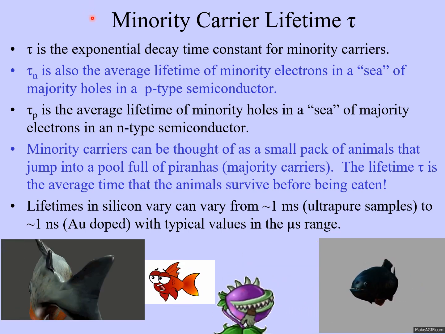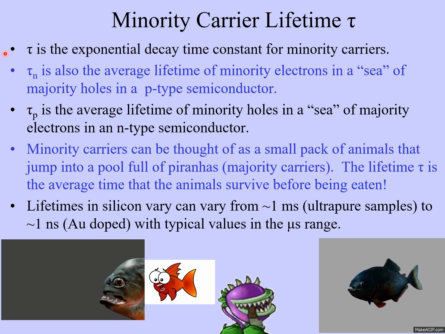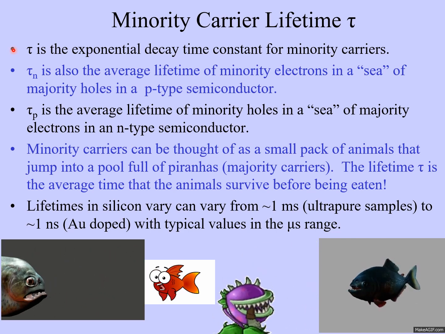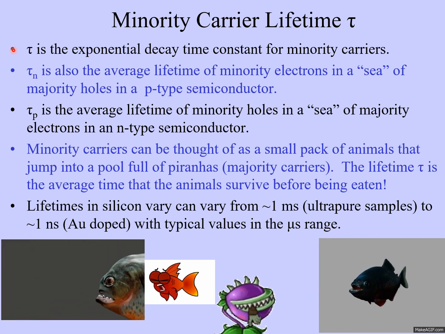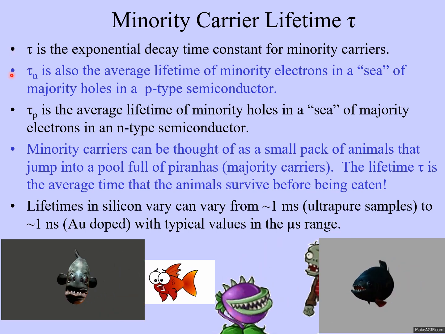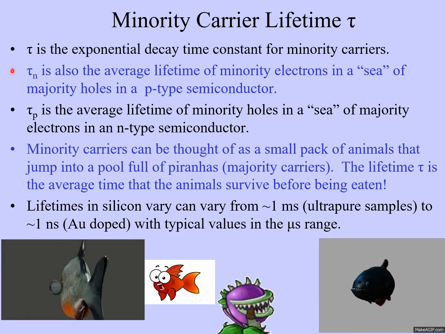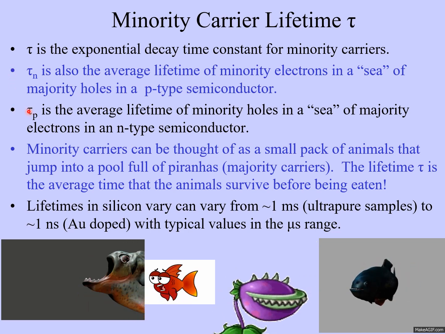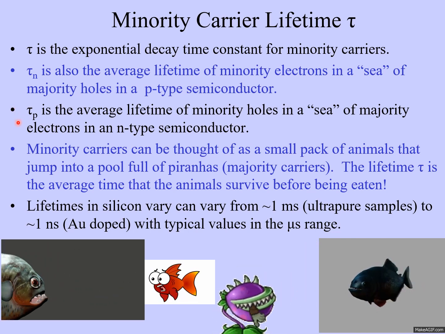So the meaning of the minority carrier lifetime, you can think of it in different ways. Mathematically, tau is the exponential decay time constant for minority carriers, because we saw that in the exponent we had e to the minus t divided by tau. Tau is also the average lifetime of a minority carrier electron in a sea of majority holes in a p-type semiconductor. And likewise, the lifetime of holes is the average lifetime of minority holes in a sea of majority electrons in an n-type semiconductor.